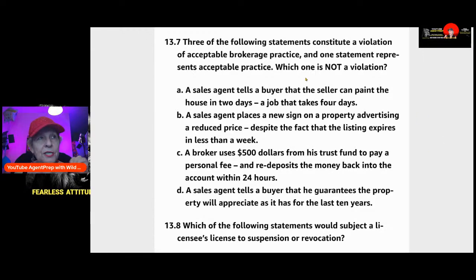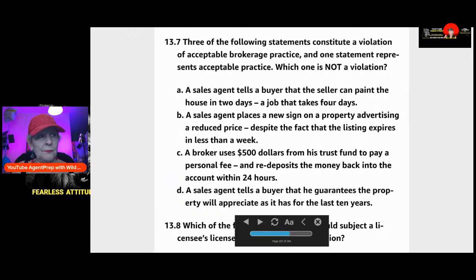Be careful when you see not. So they're saying there are 3 violations. So you think, okay, so which one is not true? So which one is not a violation? Which one is a good answer that doesn't violate the law? These types of questions have caught me, okay? And I've selected the wrong one. So which one is acceptable?